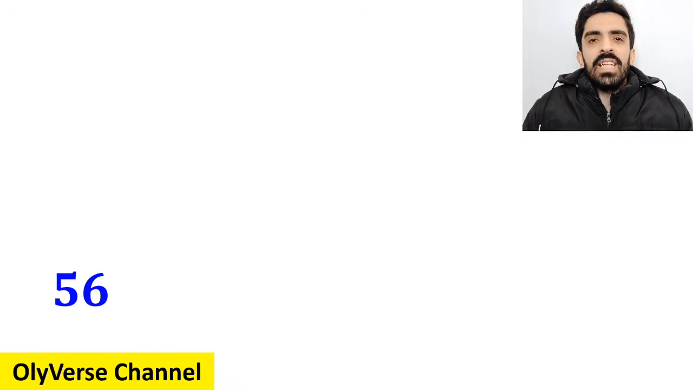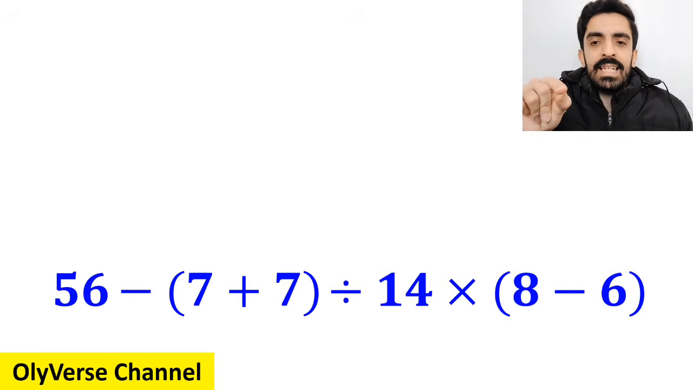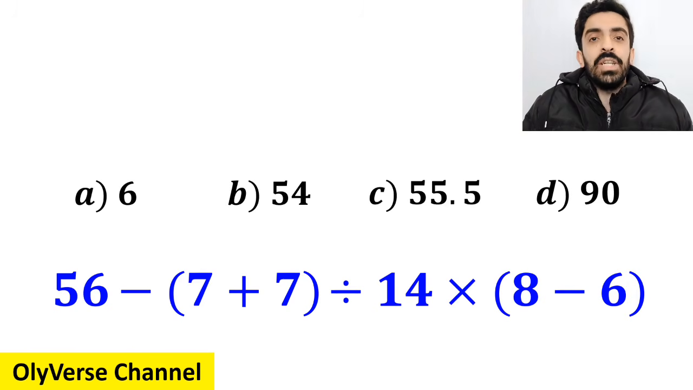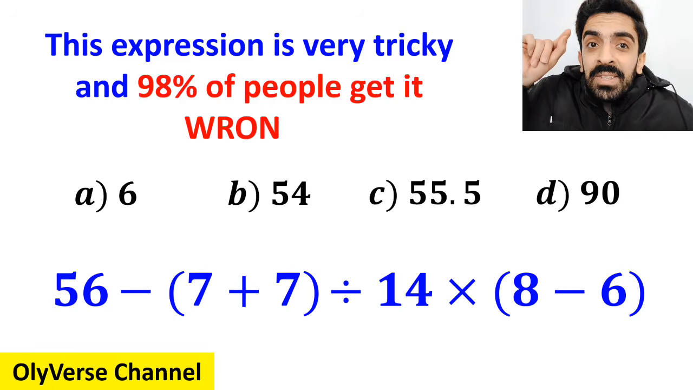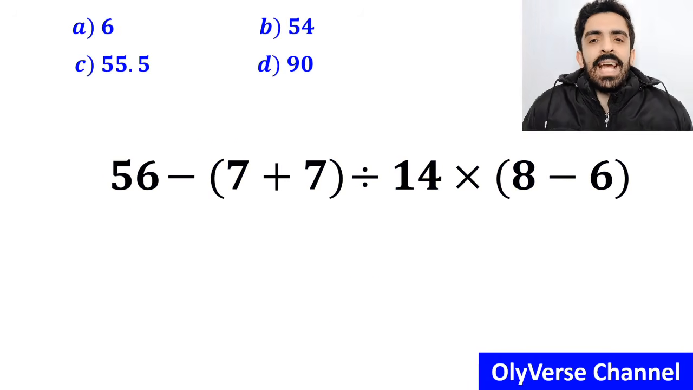What is the value of the expression 56 minus (7 plus 7) divided by 14 times (8 minus 6)? Which option do you think is the correct answer to this question? This expression is very tricky and 98% of people get the wrong answer. Let's take a closer look and solve it together.